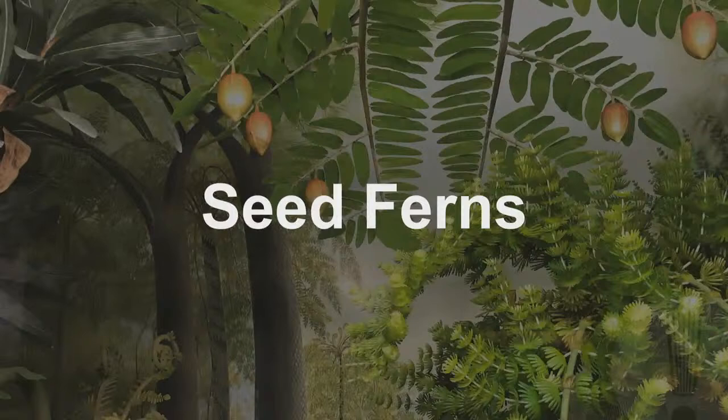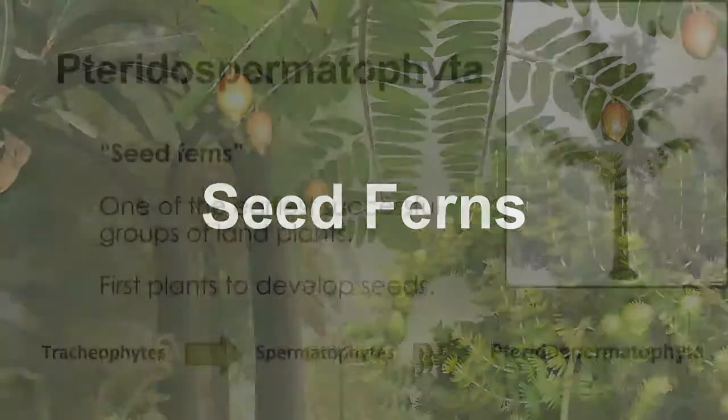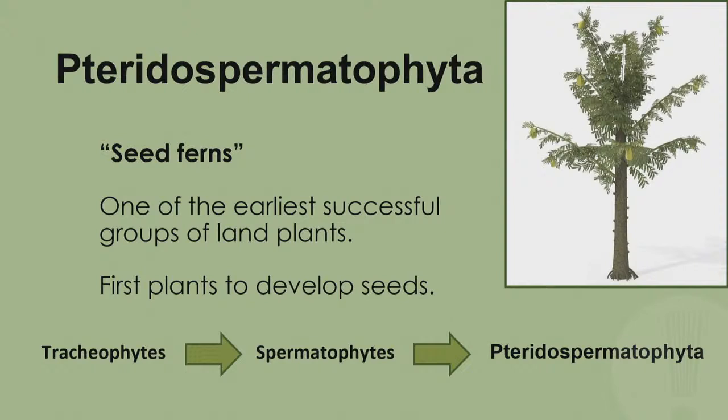So first we would start to see seed ferns. These are no longer around, but these were ferns that no longer reproduce with spores, they reproduce with seeds. These are the Pteridospermatophyta. Here's a mouthful for you. One of the earliest successful groups of land plants and the first to develop seeds.